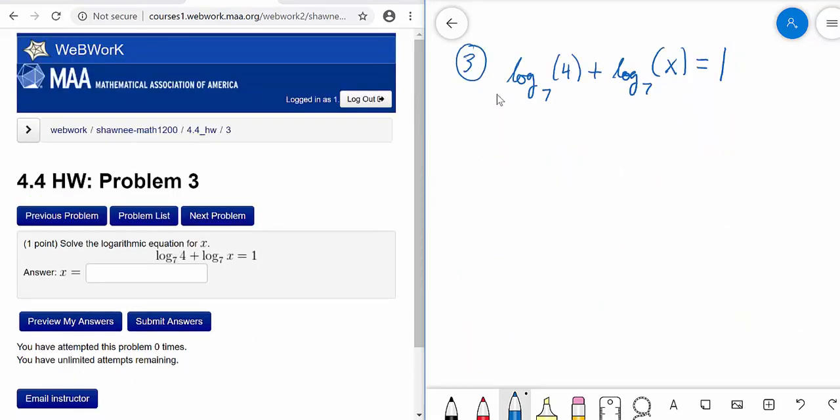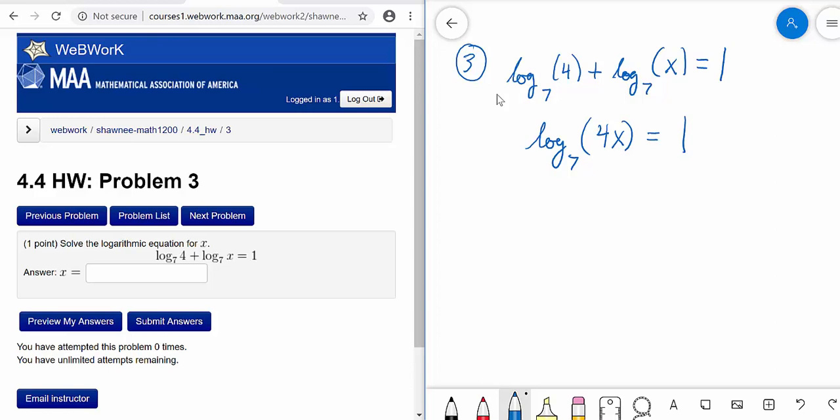In problem number 3, we're solving another log equation for x, and we're going to combine the two logarithms on the left-hand side first. So the log base 7 of 4 plus the log base 7 of x equals 1. We can combine the left-hand side by multiplying the two arguments, so 4 times x, and now we have one logarithm. The log base 7 of 4x equals 1.